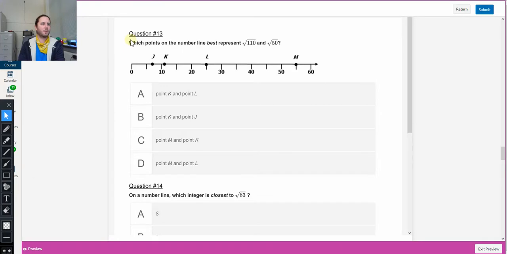Number 13, which points on the number line best represent the square root of 110 and the square root of 50? So we talked kind of about this yesterday. You can just straight up make a list of all the square roots. You can do 2, that's the square root of 4 because 2 times 2 is 4.